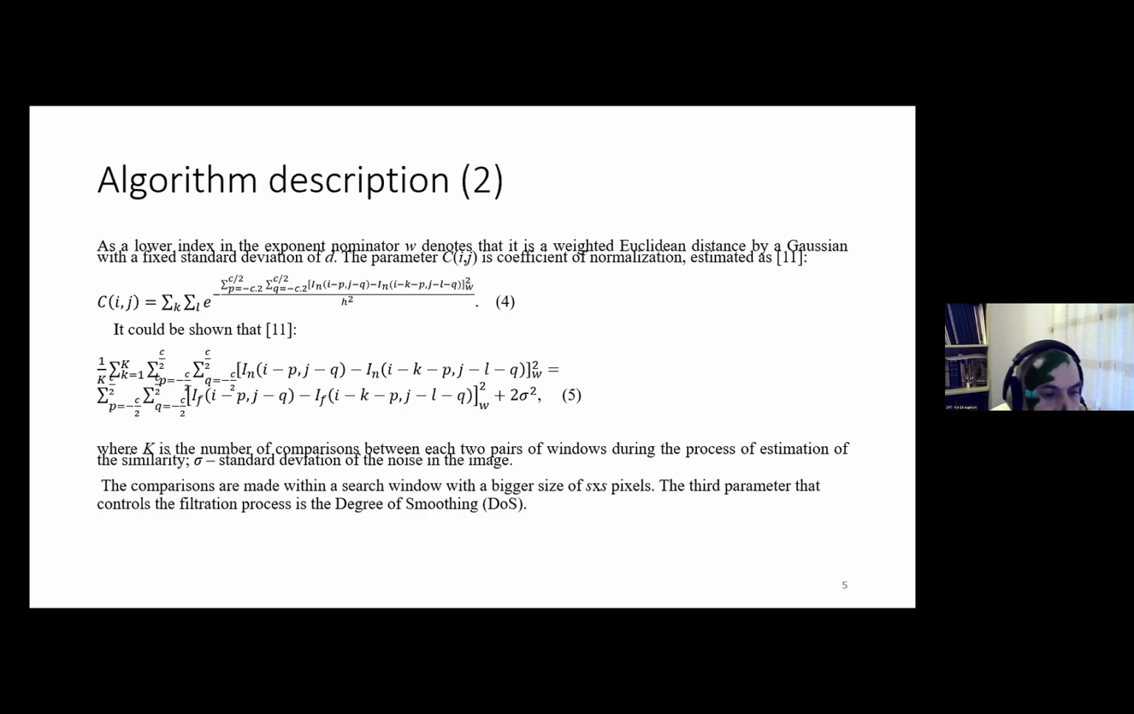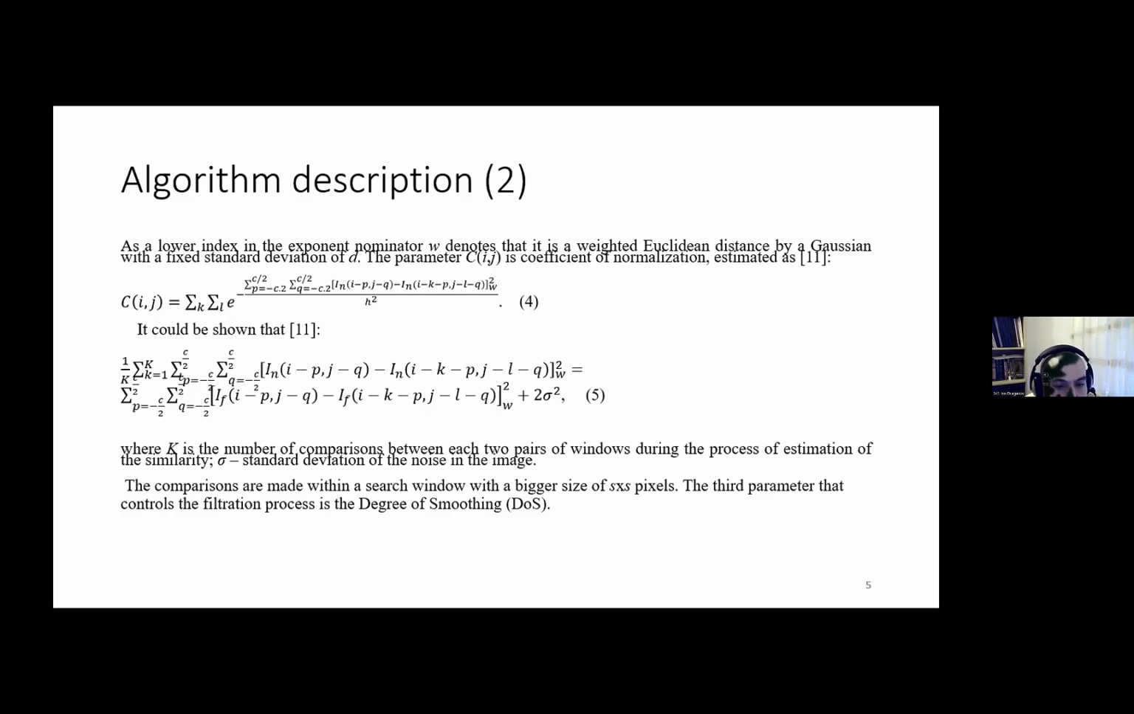The comparisons are made within the search window, with the biggest size, S by S pixels. We need to know how big this window should be, what is the optimal value of S. And the third parameter which we investigate is the size of the comparison window, where the actual equation of the filtration takes place.